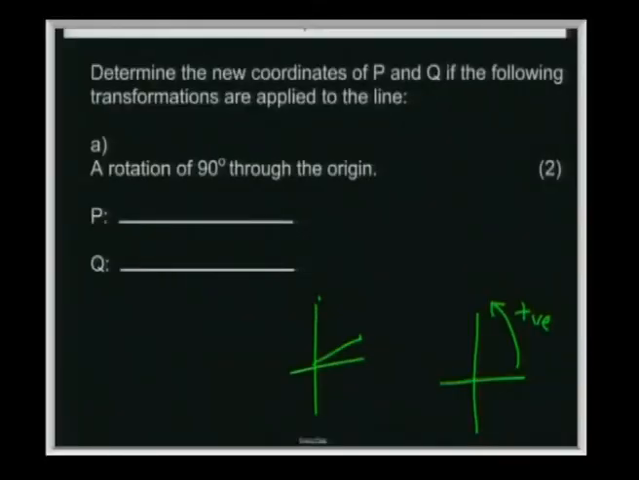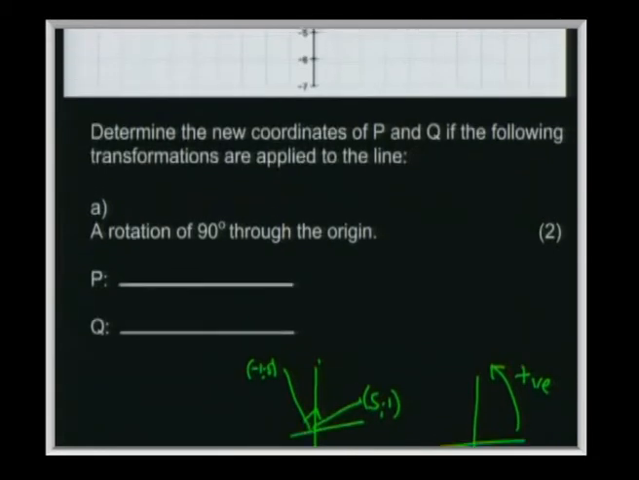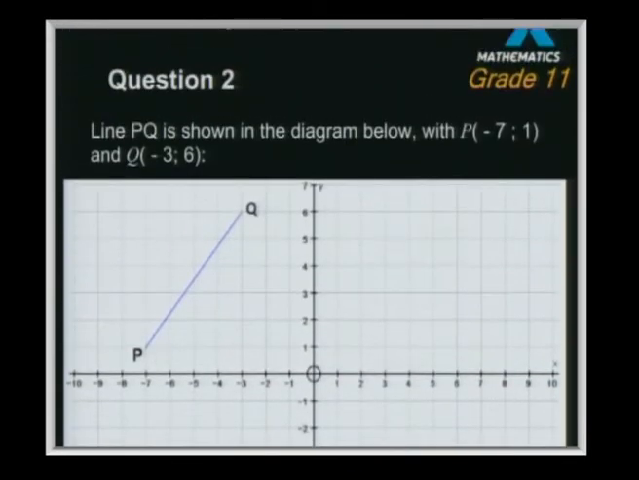If we started with our point 5, 1, and we rotated it 90 degrees anti-clockwise, it would become minus 1, 5. So our rotation transformation: xy becomes minus y x. Right, back to the question.